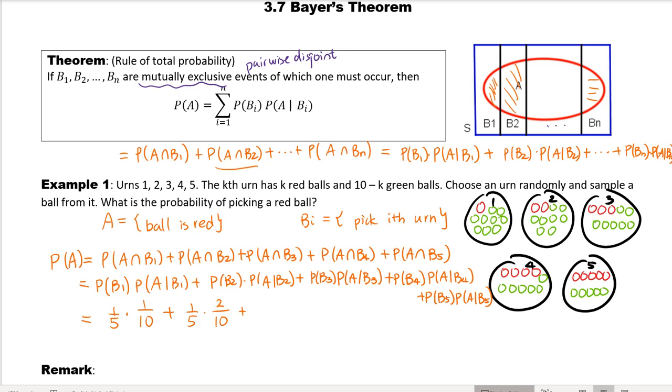And then the third urn, also 1/5, and because we have 3 red balls over a total of 10 balls, and then here the fourth urn also 1/5, and we have 4 red balls now. The total is also 10 balls, and the fifth one we have 5 red balls. The total is 10.